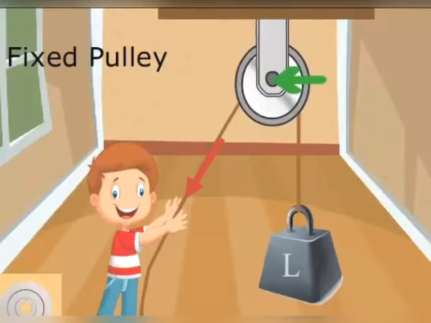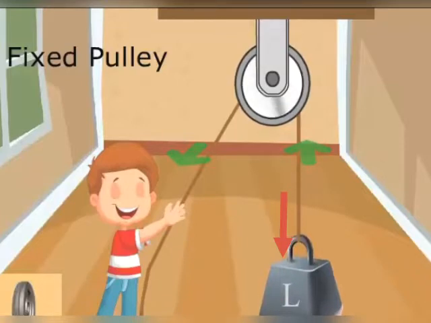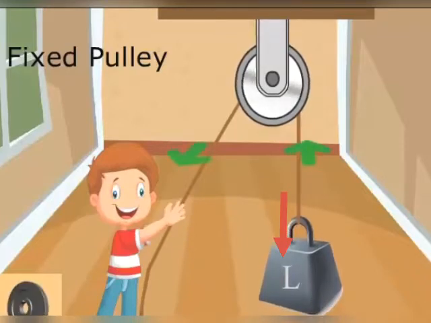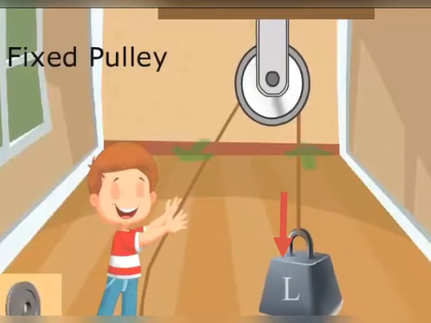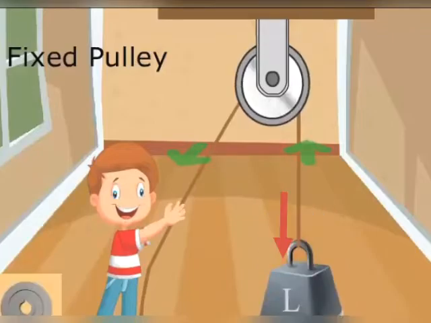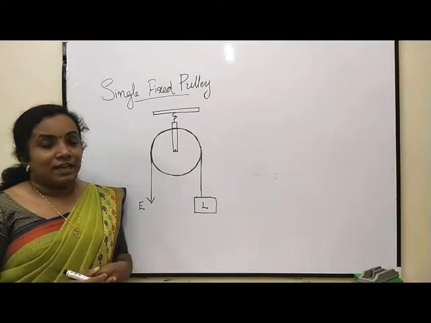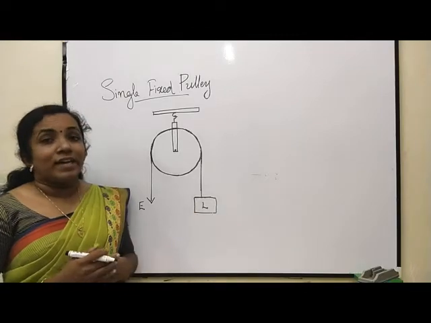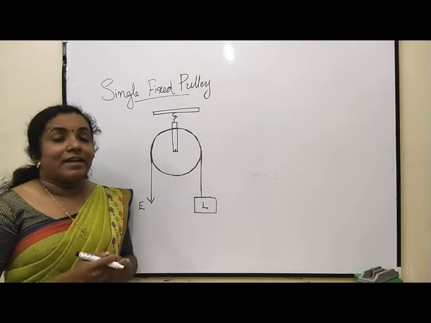rope. Here, load gives a downward force on the rope and rope will give an equal and opposite force called tension. On pulling the string by applying an effort on the other end, load moves up. This is a fixed pulley. Here, the load is hanged at one end of the rope and effort is given at the other end.